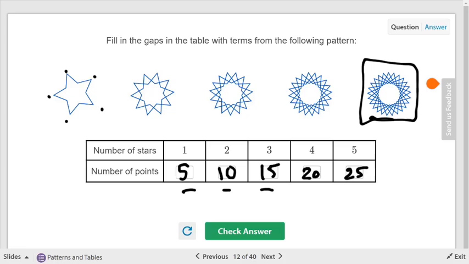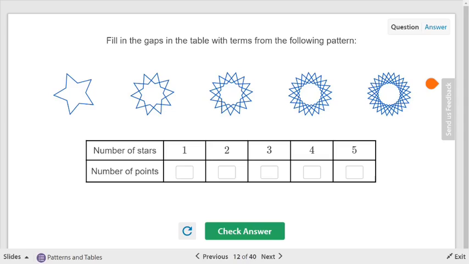So if you look at that, you're going to get this number times 5 each time. Okay, and we're going to look at more rules as we go. In the last lesson, you described patterns and sequence.